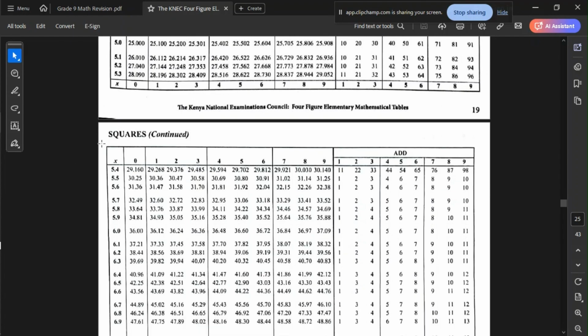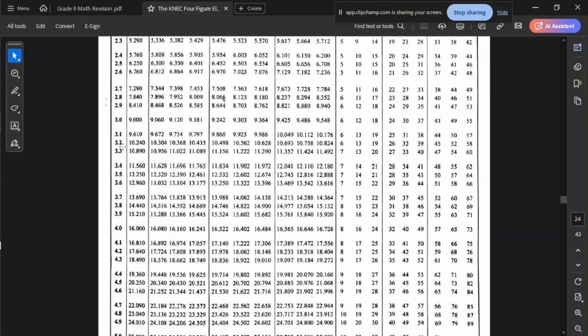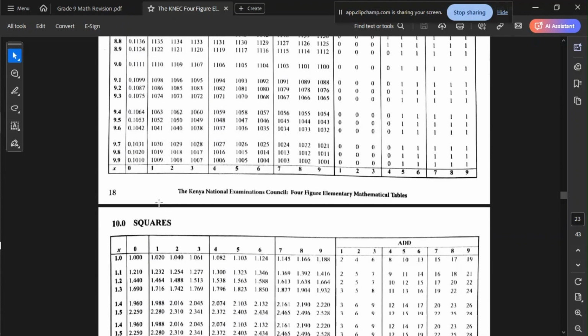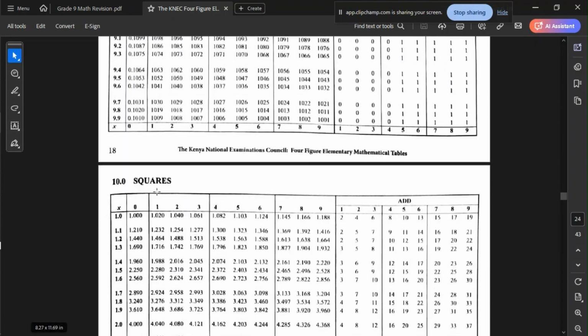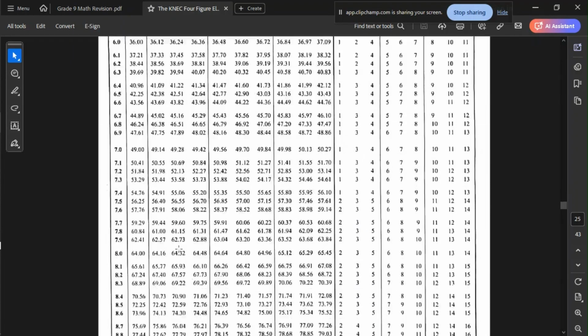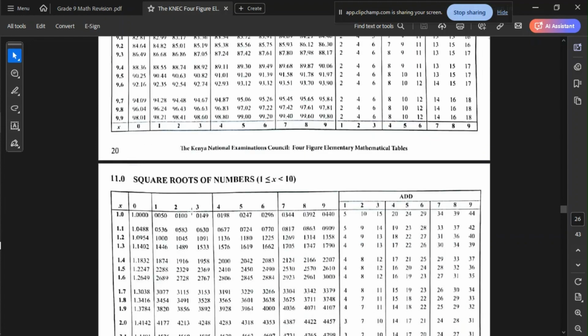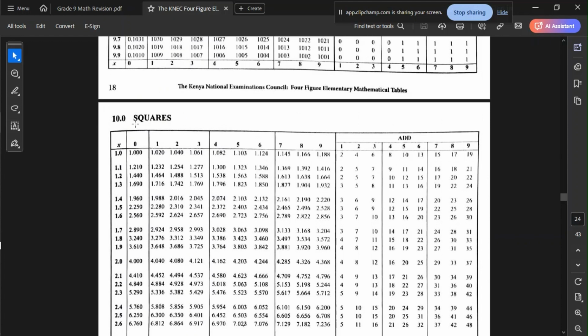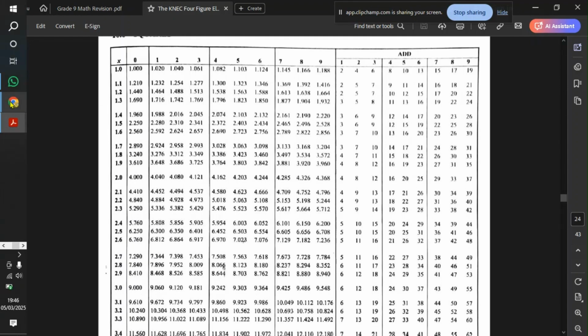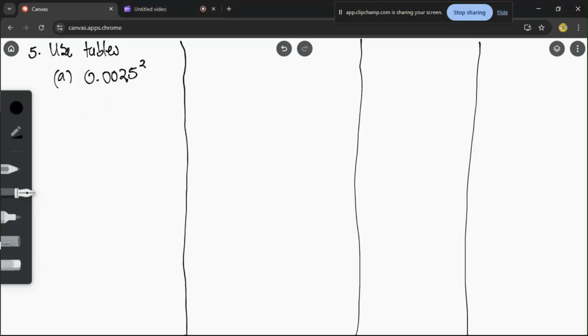So we want to get the square of 0 point. The table of squares begins from this, the least number, and it goes up to 9.9. The next table is the table of square roots. In the table of squares, it begins from this value. If I look at the sum that I have here, this number is too small, so I have to make it fit on my table.